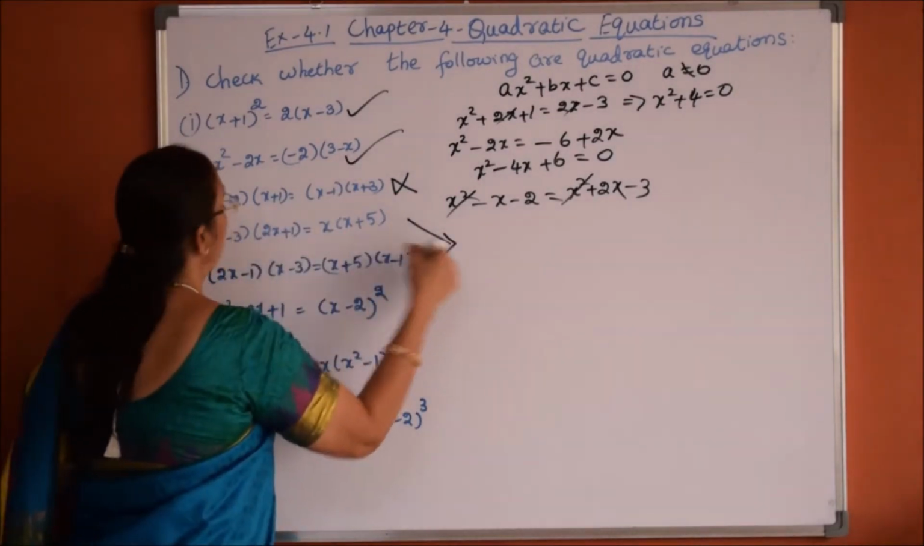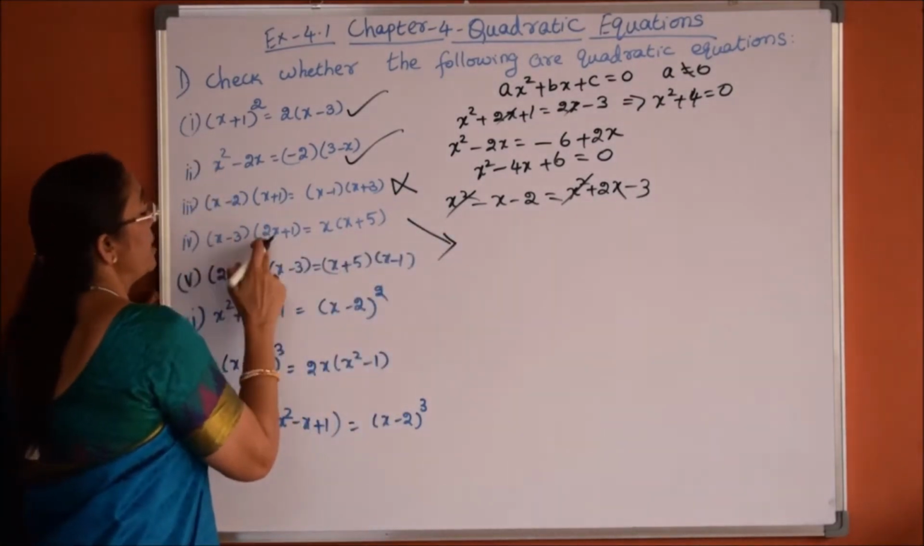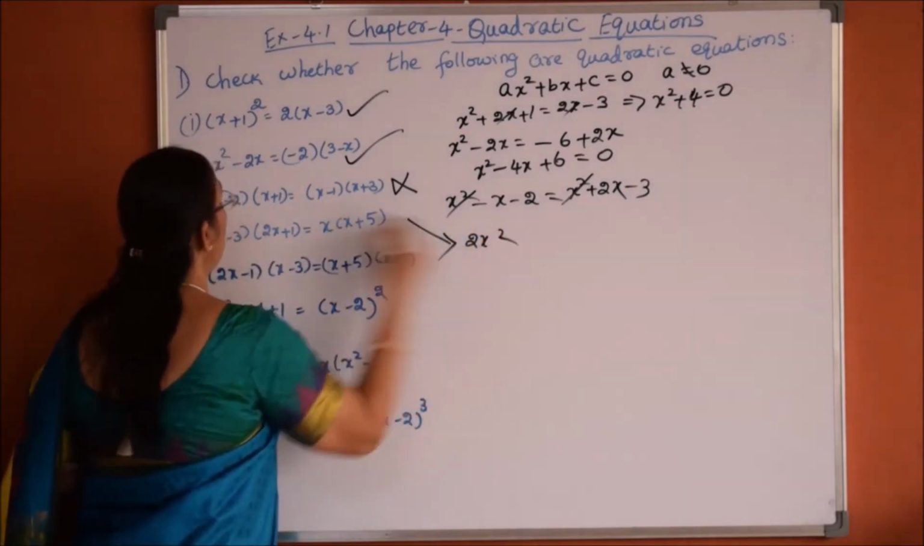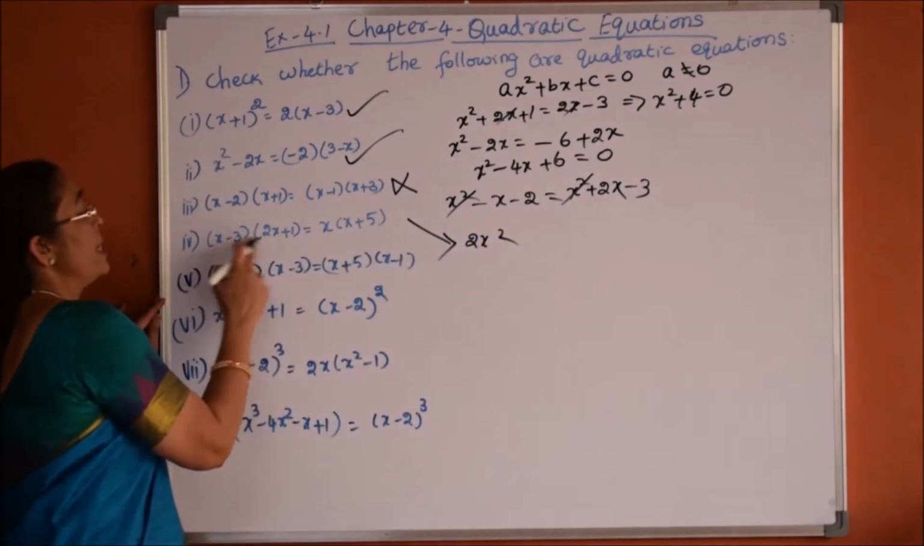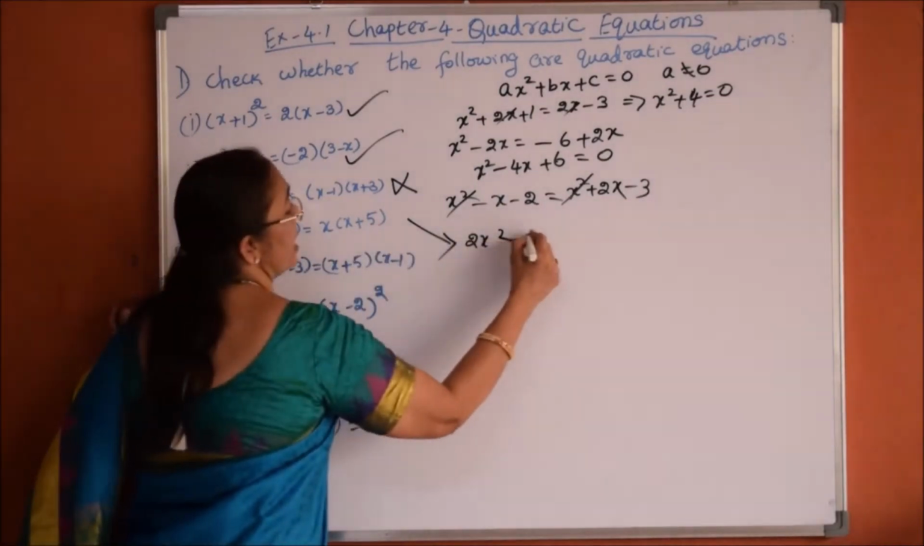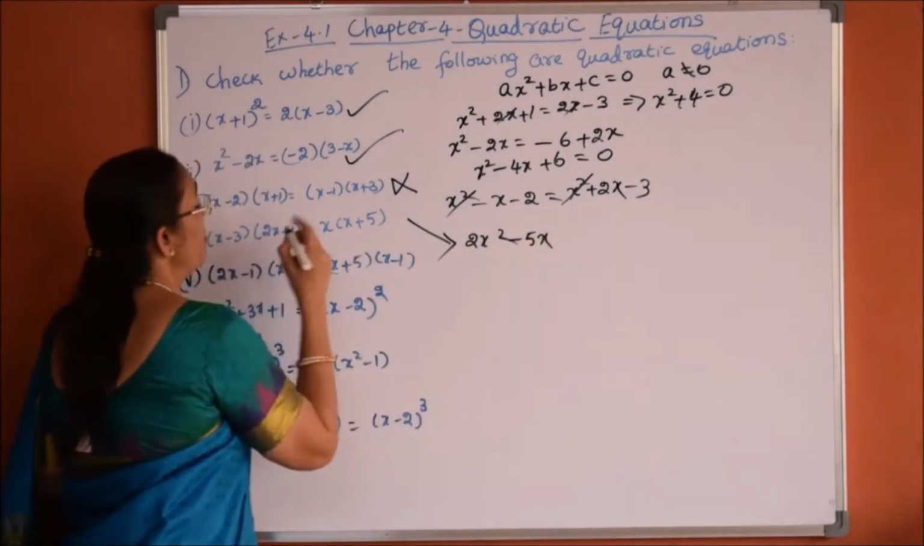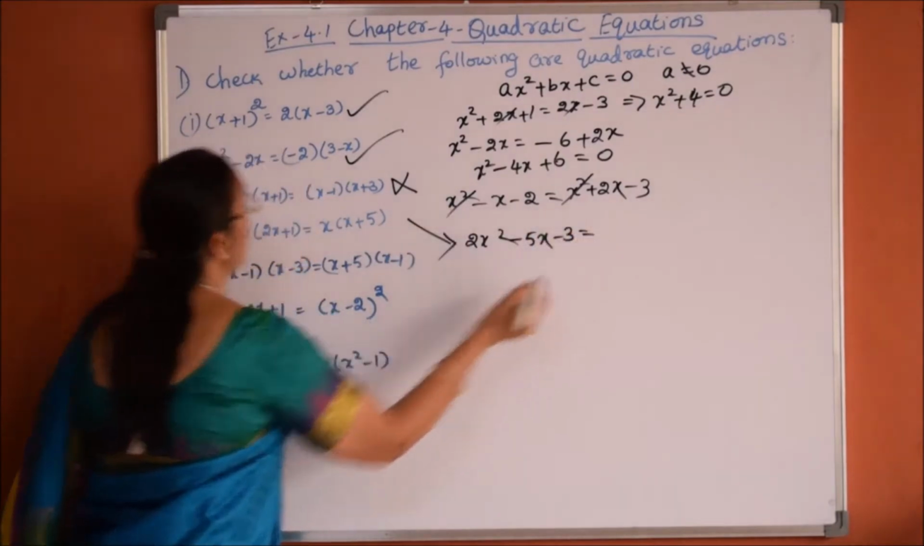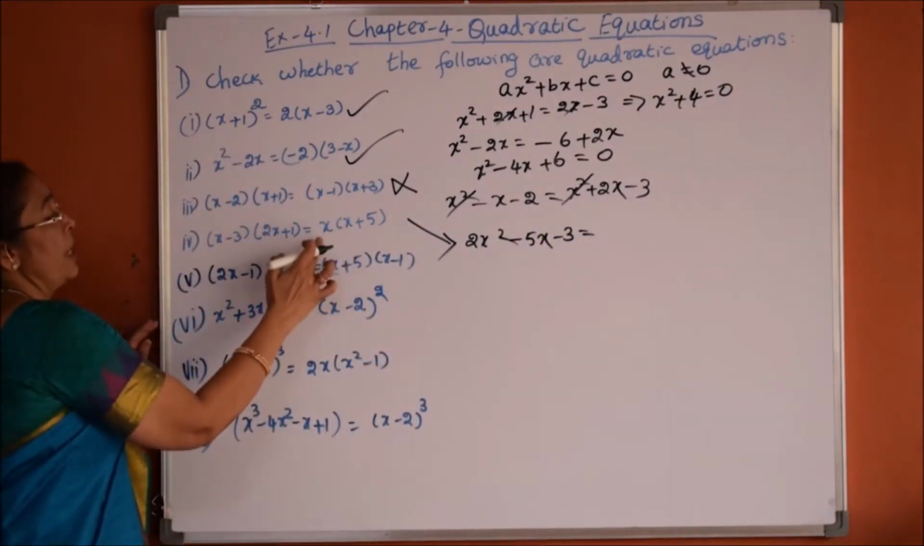Problem number 4. We will have x into 2x, 2x square, x into 1, x, minus 3 into 2, minus 6x, plus x, minus 5x, and on the left hand side minus 3 into 1, minus 3. Right hand side, x square plus 5x.